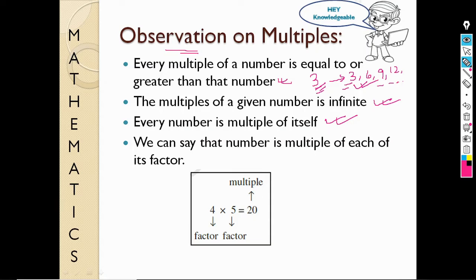We can also say that a number is a multiple of each of its factors. If you talk about 20, 20 is a multiple of each of its factors. So for 4 and 5, 20 can be considered a multiple, because if you see multiples of 4, it will be 4, 8, 12, 16 and 20 and so on. So 20 is one of the multiples of 4. In the same way, for 5, it will be 5, 10, 15, 20 and so on. So 20 is a multiple of 5.